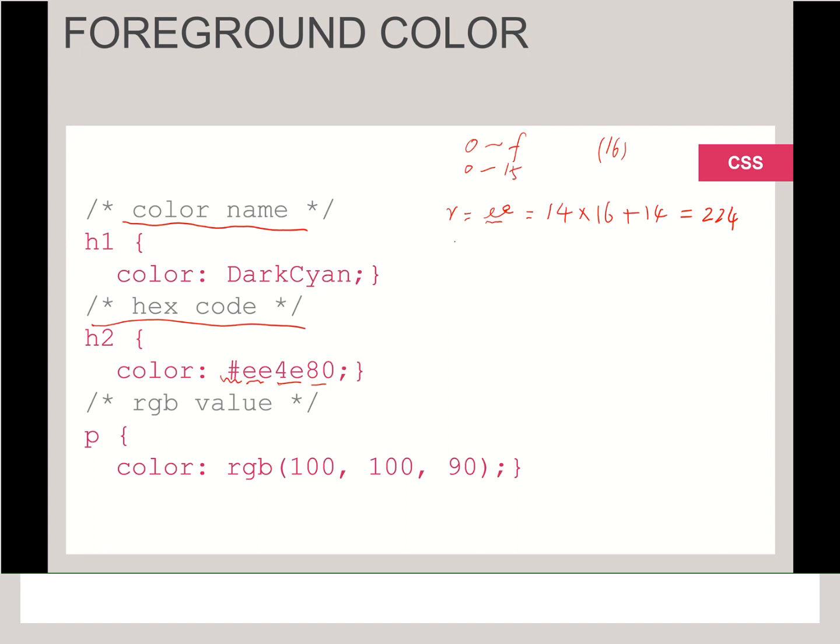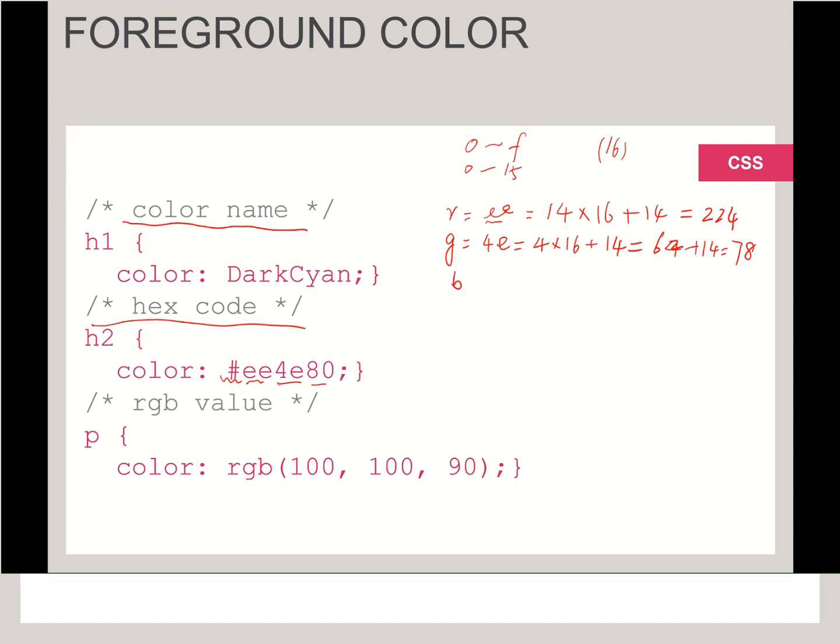And then continue for G, right? G is 4E. Similarly, 4 times 16 plus 14. So the result is 78. Okay, this example is different from our book. So it's 64 plus 14, so it's 78.